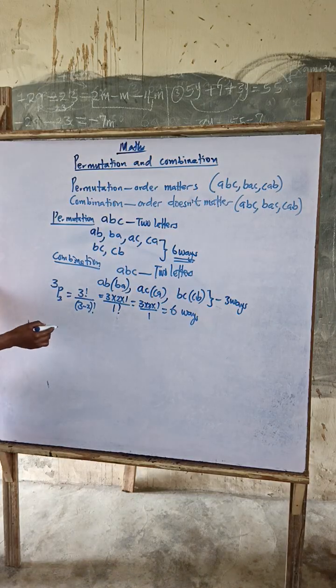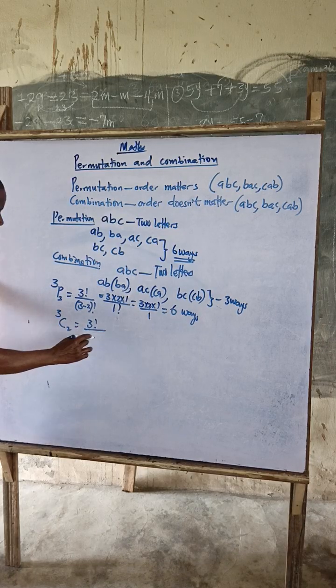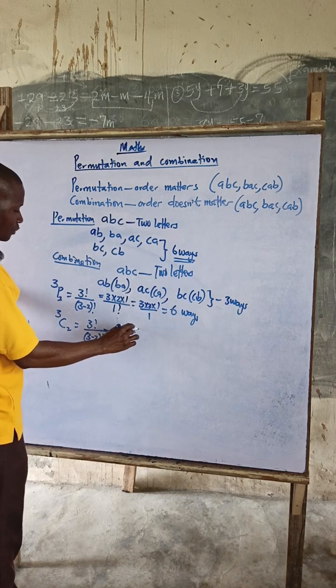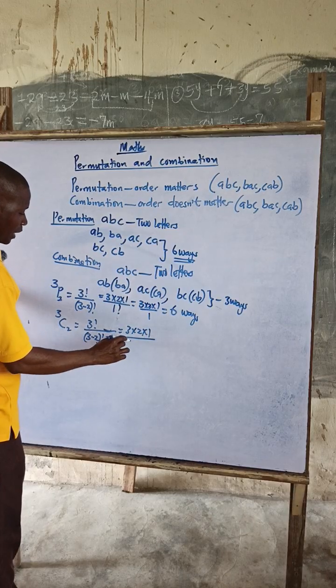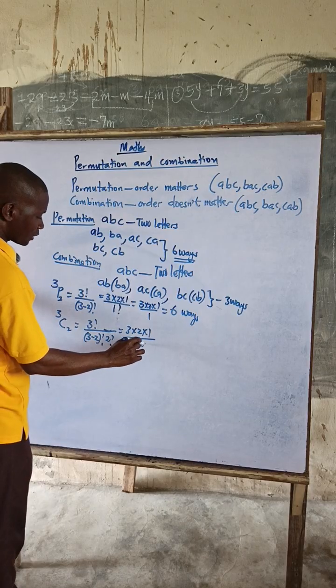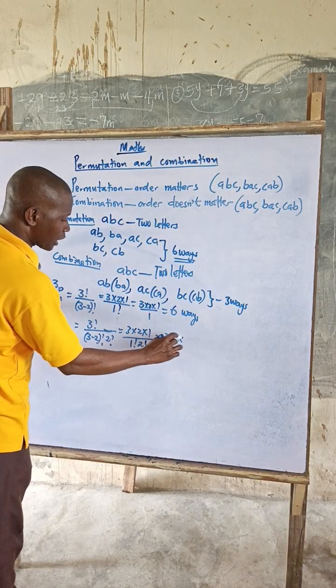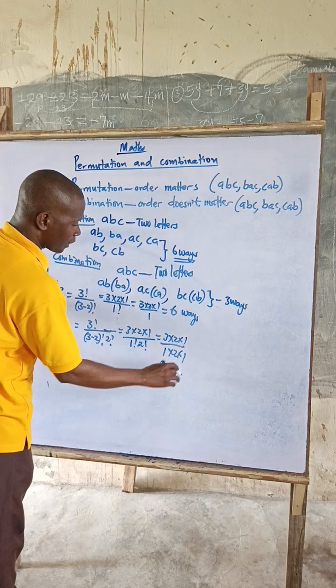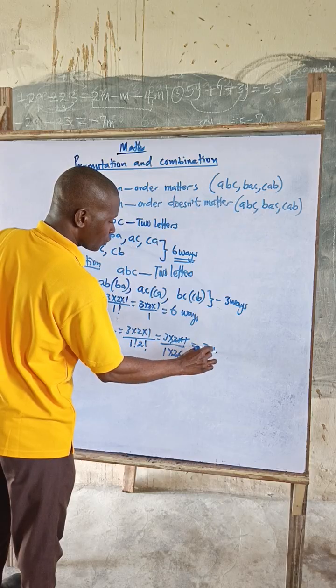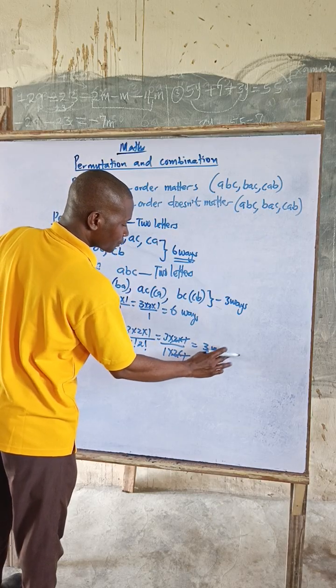That is for permutation. Now, for combination, we have 3 combination 2. So we have 3 factorial divided by 3 minus 2 factorial, then 2 factorial. That implies 3 times 2 times 1 divided by 1 factorial times 2 factorial, which is 1 times 2 times 1. These two cancel, so we have 3 divided by 1, which gives us 3. So we have 3 ways.